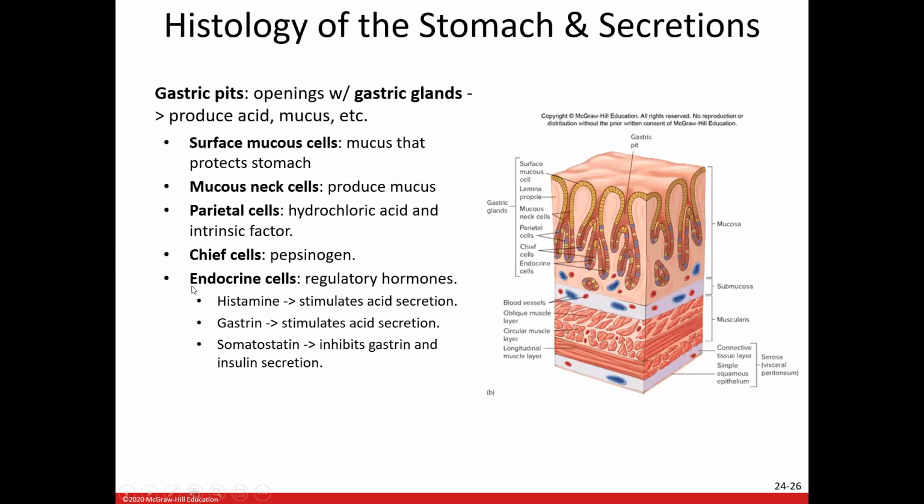Then lastly, you have your endocrine cells, which produce all sorts of different types of hormones. So your histamine and your gastrin stimulate additional acid secretion, some more of that hydrochloric acid. And then you have another hormone called somatostatin, and this is basically an inhibitor for gastrin as well as insulin, which we're not really going to get into right now. But what you need to know is that somatostatin is going to inhibit that stomach acid secretion by blocking gastrin.